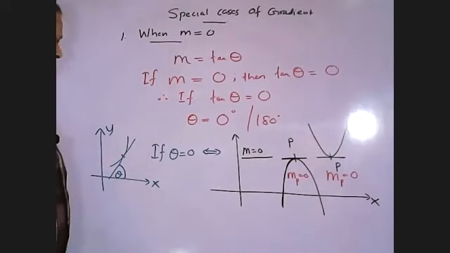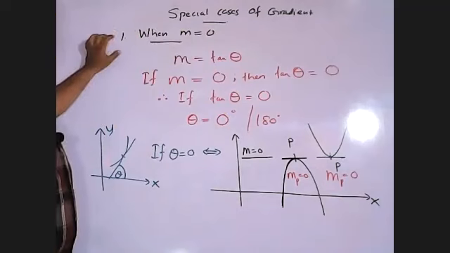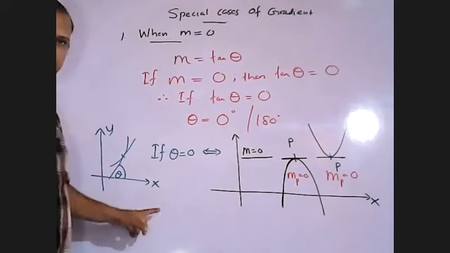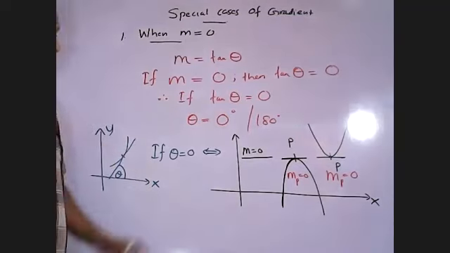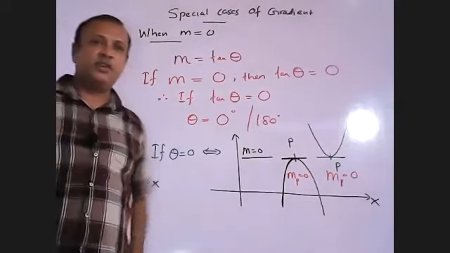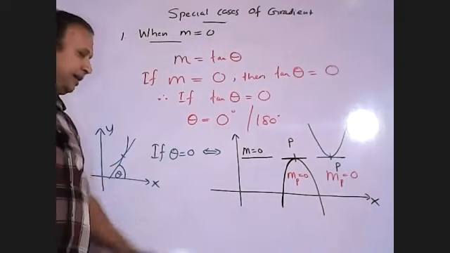Try this one. Write the first topic, special cases of gradient. Then the first subtopic is when m is equal to 0. Write from here to here, up to here. Draw this graph. Everyone, please write this sentence under this graph, meaning under this drawing.